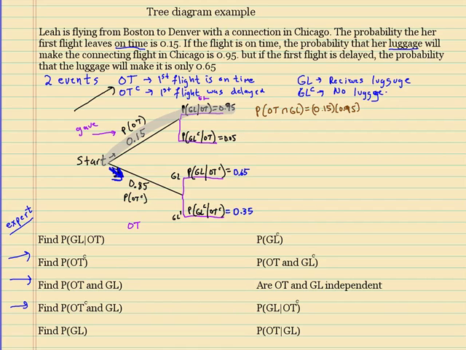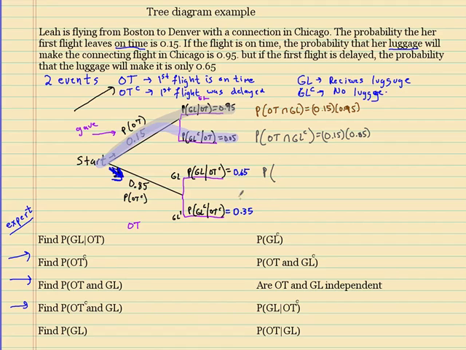Okay, the second route would be this. The second and would be this route right here. The flight was on time and I didn't get my luggage. The probability that my flight was on time and I didn't get my luggage. So that's going to be 0.15 times 0.05. And I'm going to show you another way that you could look at this if you like percentages.